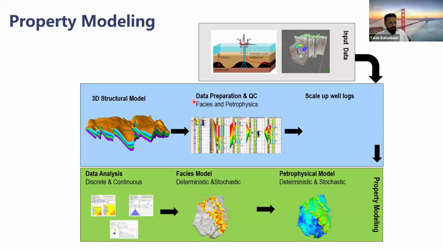Here, in property modeling, you see that we have the 3D structure model completed. Then we do some data preparation, QC, and analysis. Then we scale up the well logs in the cells, the layers we already defined. Then we have data analysis: variogram, histogram, PDF, vertical proportion curve, many tools you can use. Then you do the facies modeling. And finally, you have the petrophysical modeling, deterministic or stochastic, depending on your choices.